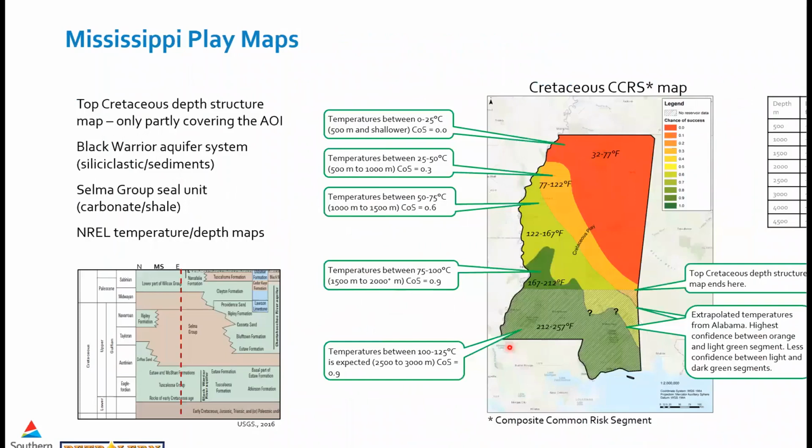So now we start looking at the play maps, and we will start out with the Mississippi play maps. It says maps because we actually got two. The first one is the Cretaceous composite common risk segment map, as you see here to the right.